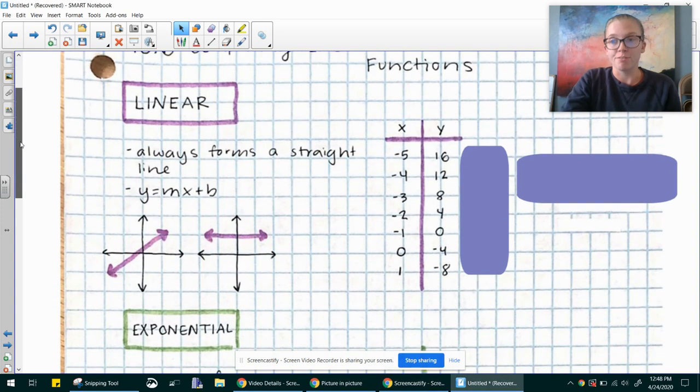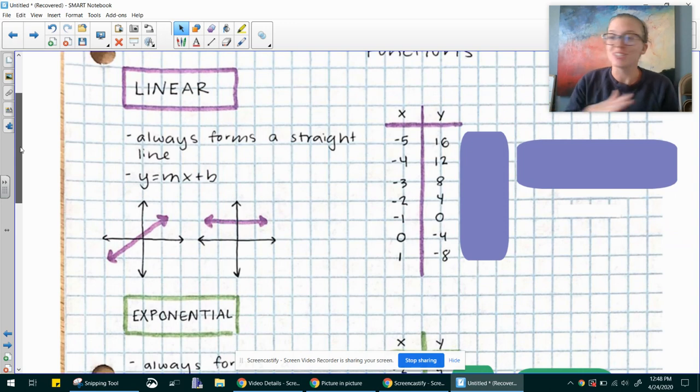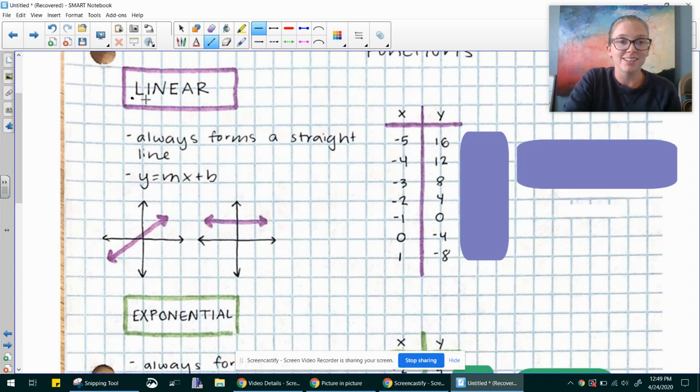Let's start with linear functions. Linear functions are our easiest function. It's what we start every year with, and we've seen them for a couple of years now. Linear functions always form a straight line. That's why the word line is inside of linear. Our main equation for a linear function is y equals mx plus b, where m is our slope or rate of change, and b is our y-intercept or starting value.